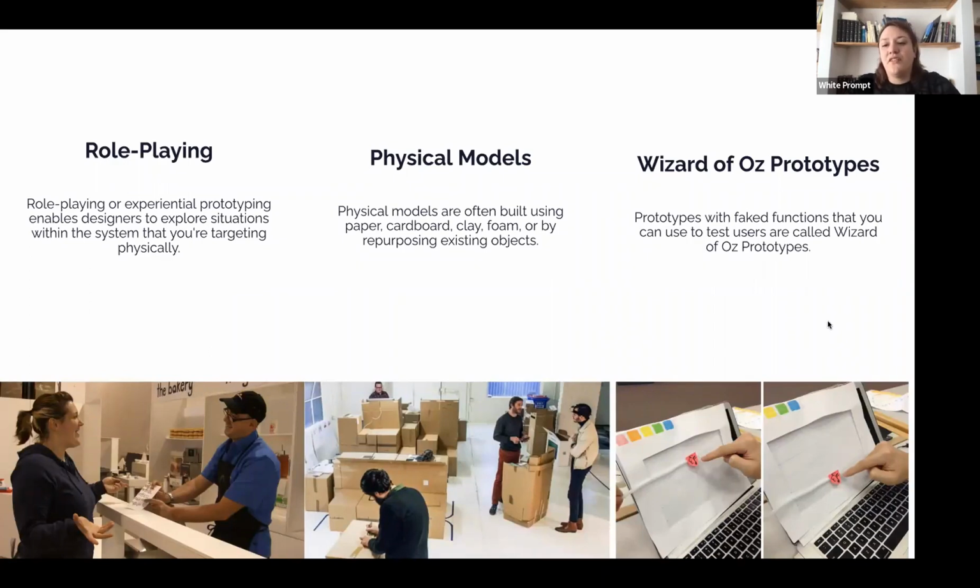Then we have the Wizard of Oz prototypes. The prototypes can be apps, of course, and you can take functions that you can use to test users. The interaction is always provided by a person on the other end of the product. This means that every response that you're going to have is going to be driven by a person.